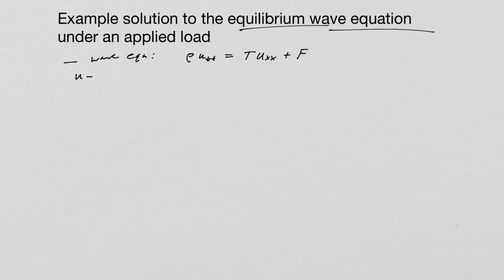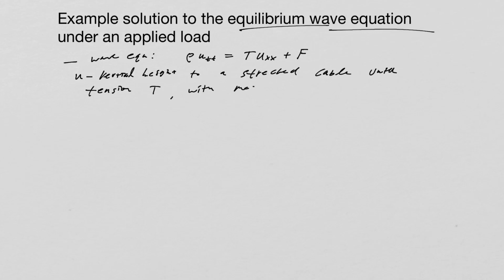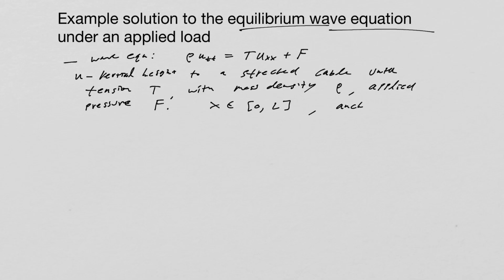And U, of course, is going to be the vertical height of a stretched cable under tension T with mass density rho and applied pressure F. Okay, and of course we have a string that's stretched from 0 to, we'll call it L, and we'll say that it's anchored at the endpoints to 0 height.